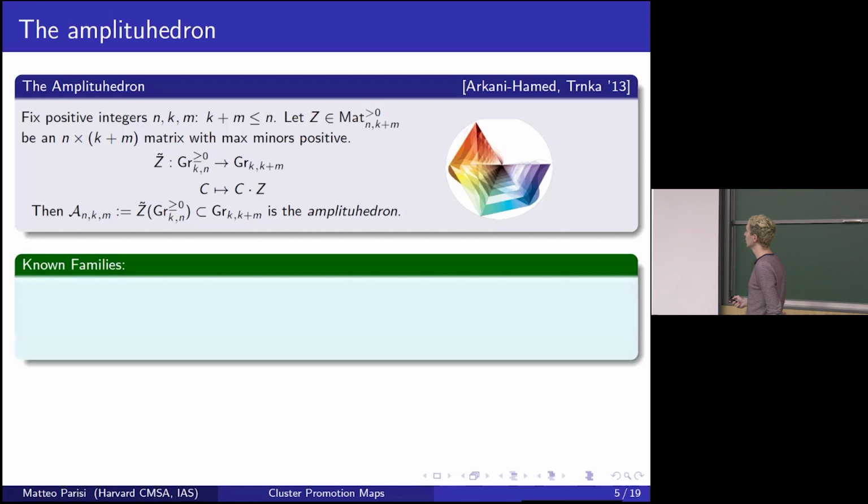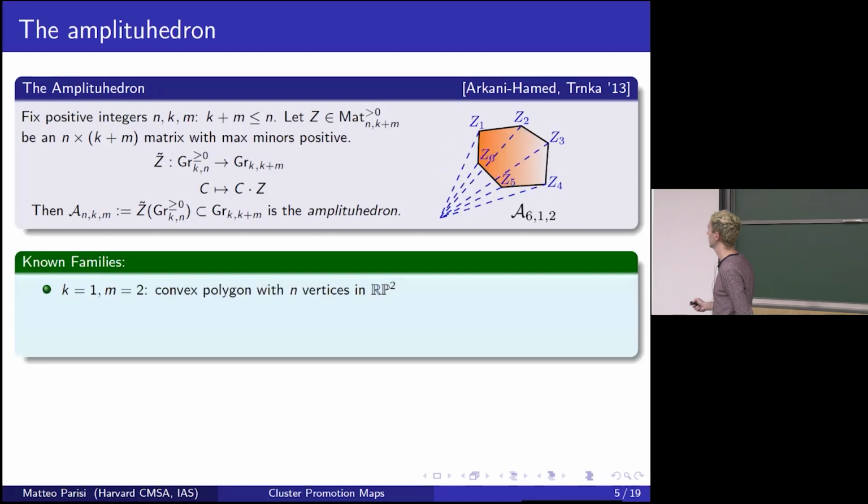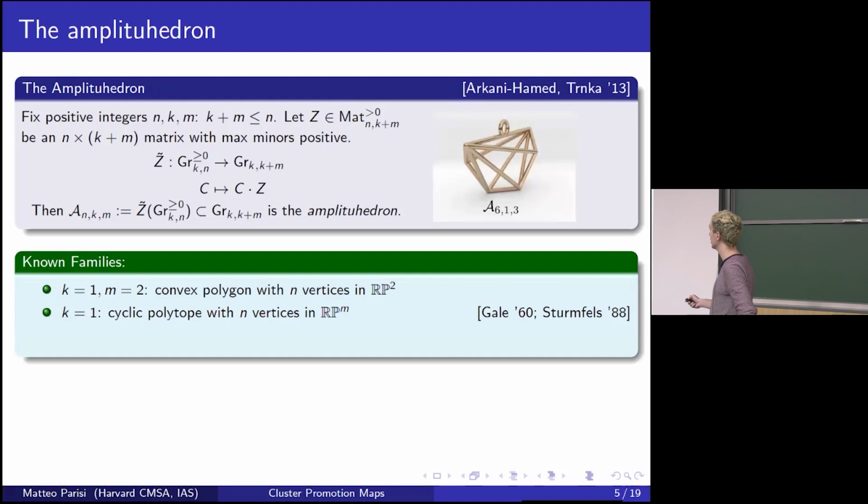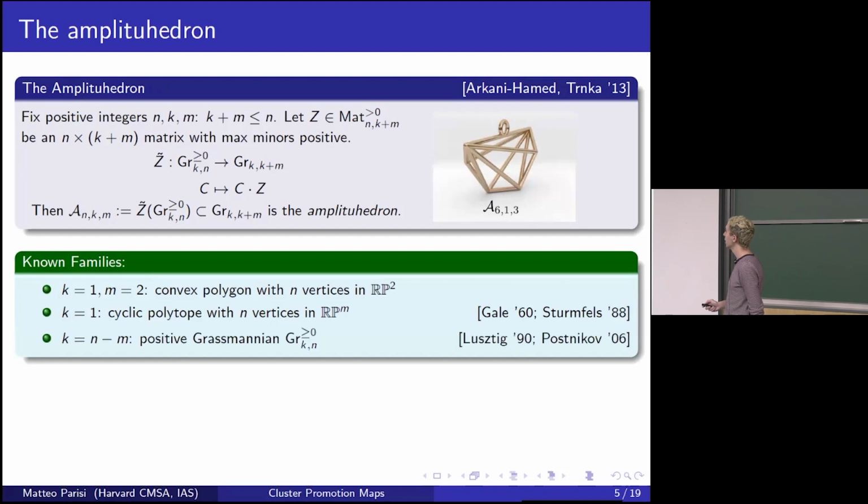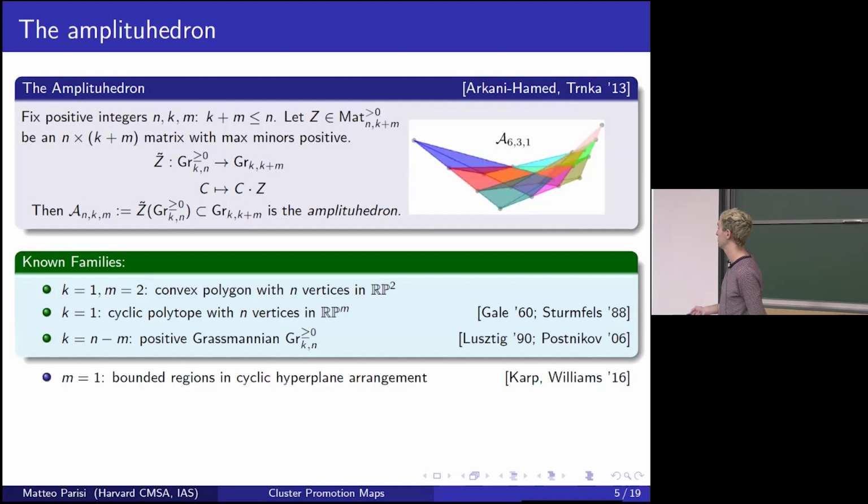Okay. So if we specialize to known families, for certain values of parameters, for example, k equals 1 and m equals 2, we get a convex polygon. For k equals 1, we get a polytope, called a cyclic polytope with n vertices. And for the maximum value of k, we get back the positive Grassmannian. For intermediate values of k, the amplituhedron can be seen as a generalization of a polytope inside the Grassmannian.